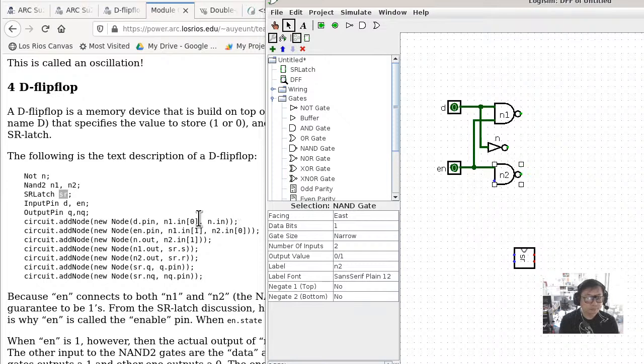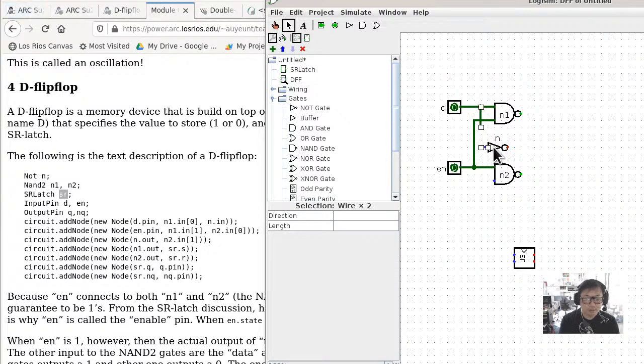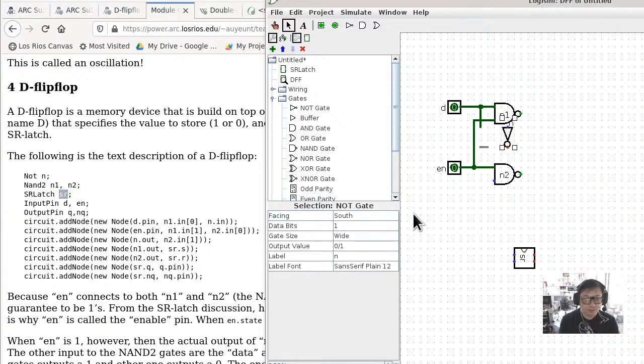There we go. So now we are done with the second node. The third node connects the output of the NOT gate to the second input of the NAND gate. All right. Well, we can make this look a little bit nicer. Okay, so we'll go ahead and rotate our NOT so that it is facing south. Get rid of this wire, which is not used. There we go. And now this connects to the second input of N2. So we are now done with the third node.